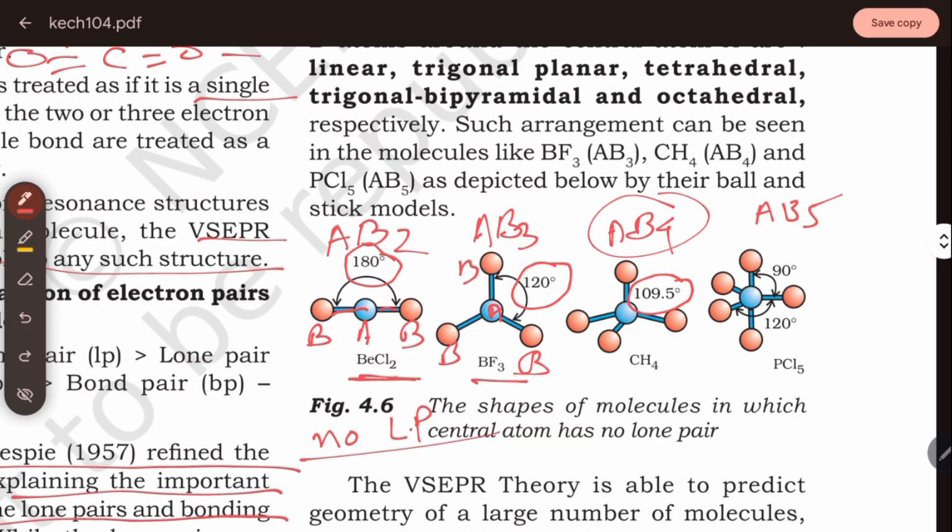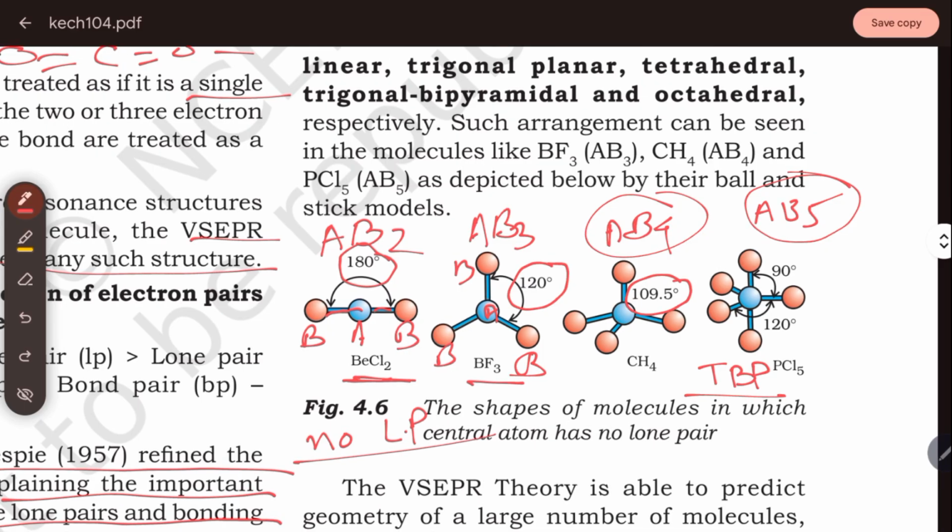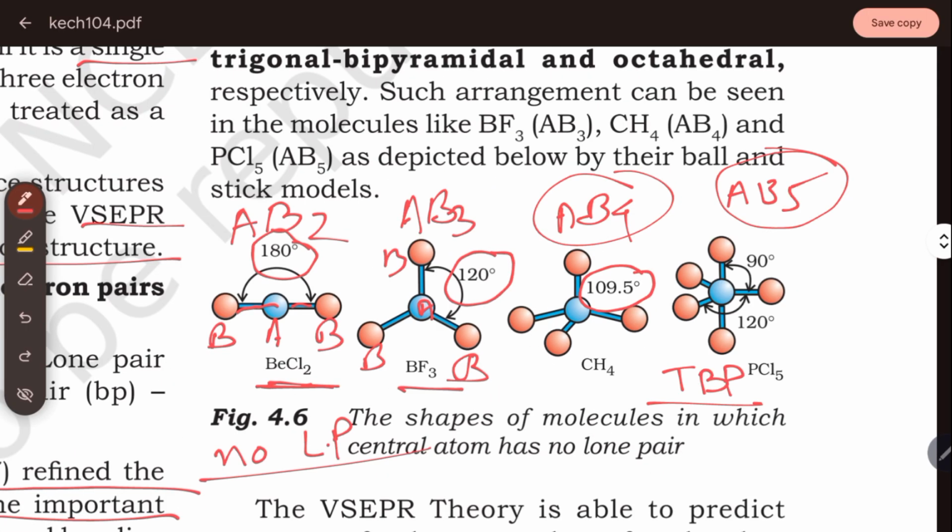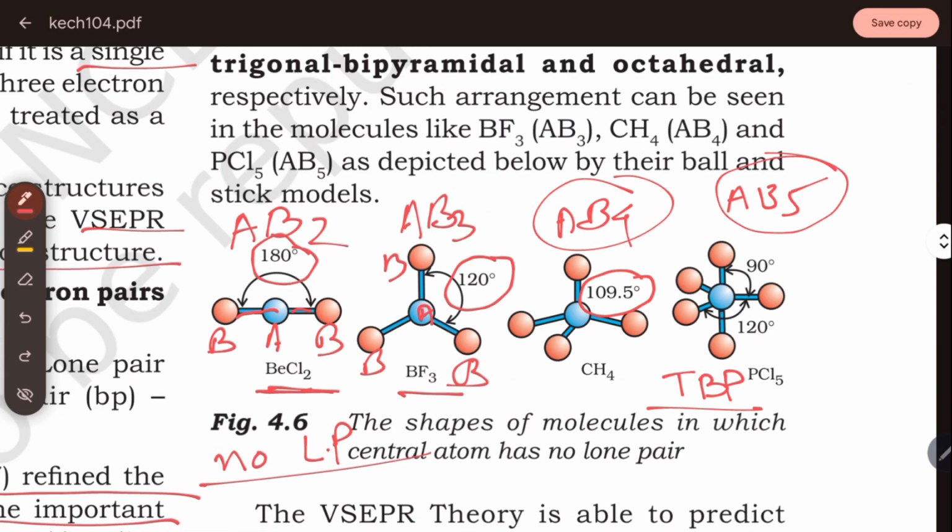Okay, 109.5 degree, or 109 degree 25 minutes. So now this is what again? AB5 type of molecule, which is known as TBP structure, trigonal bipyramidal structure. In a TBP structure, there is a speciality. You know that in a tetrahedral structure, the bond angle is 109.5 degree. But in a TBP structure, there are two different types of bond angle we can see. One is 90 degree and the other is 120 degree.